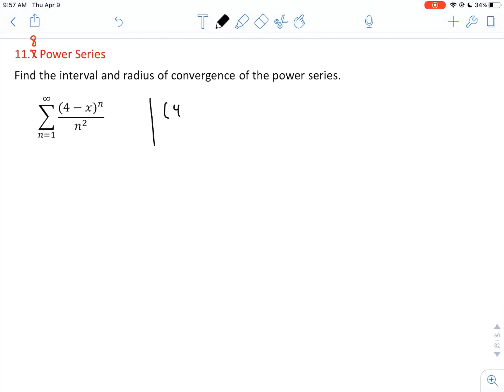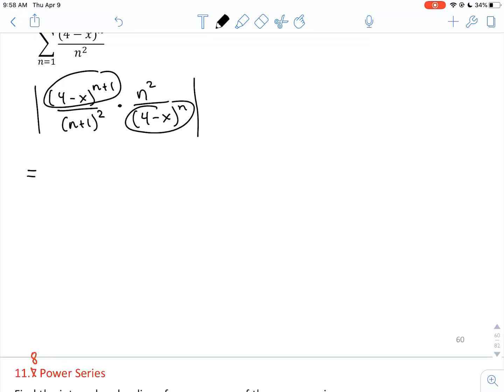I'm going to rewrite the series, but change the n's to n plus 1s, and then multiply by the reciprocal of that summand, as it is written. (4 minus x)^(n+1) over (4 minus x)^n just becomes 4 minus x. When I group the n squared over the n plus 1 squared, I could just say this is the same thing as n over n plus 1, and that's being squared. And then we still have absolute values.